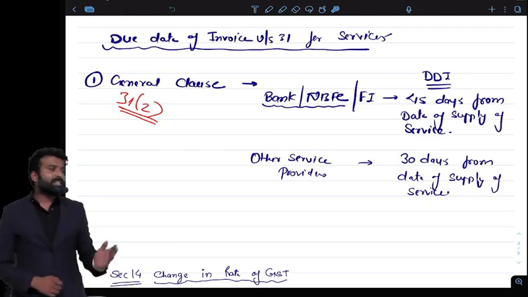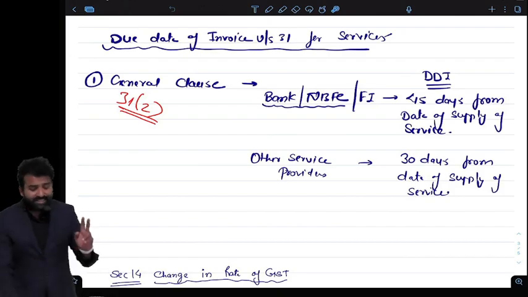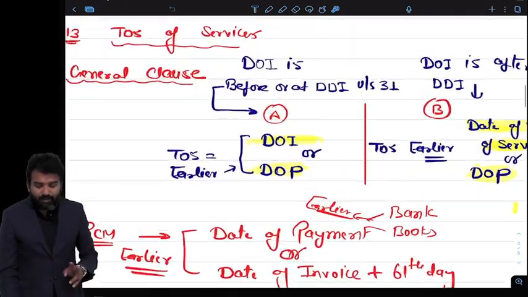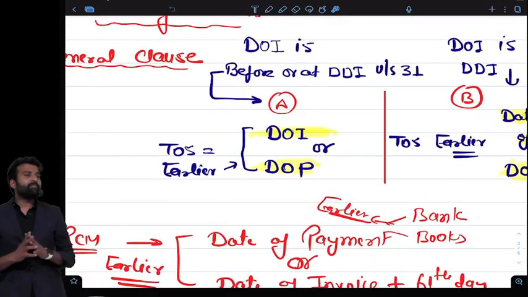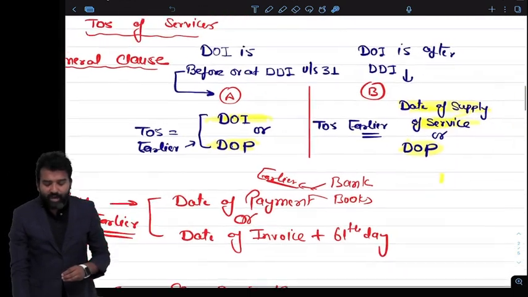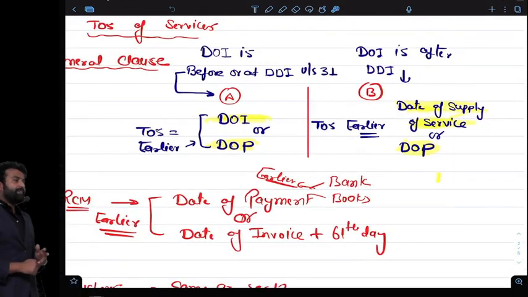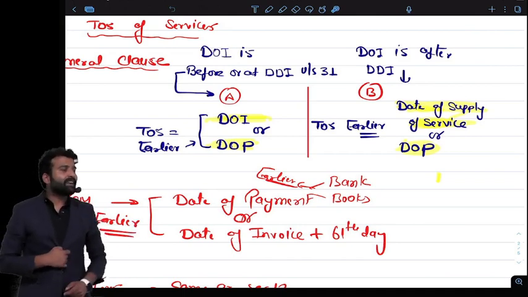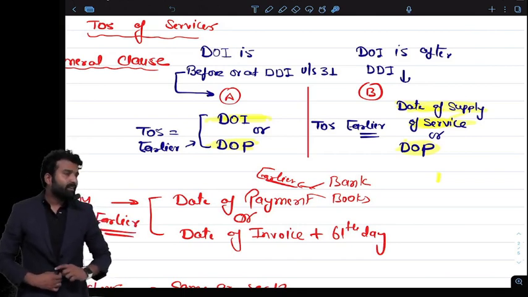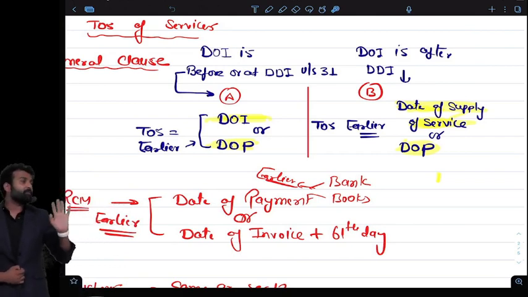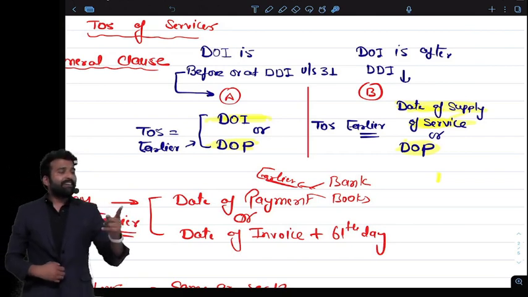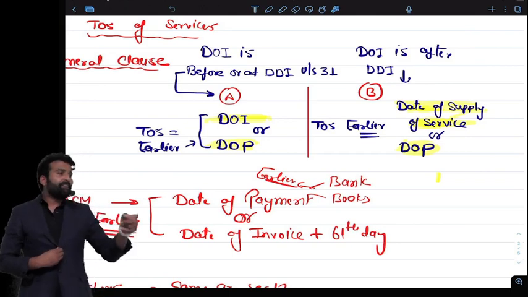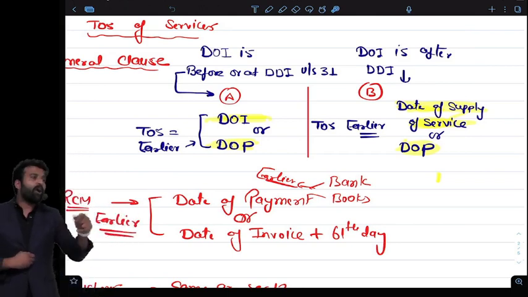So for a normal service provider, if my invoice is prepared within 30 days, what is the time of supply? Tell me. If my invoice is prepared within 30 days, whether I will be going for A or B? If it is within 30 days, A. And if it is late, if it is after 30 days, then I will be choosing B, that is date of supply or date of payment. If it is within 30 days, then I will be considering invoice or payment. If it is after 30 days, then it will be supply or payment.